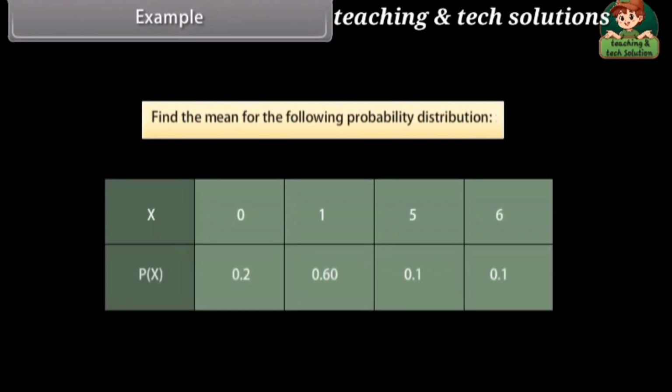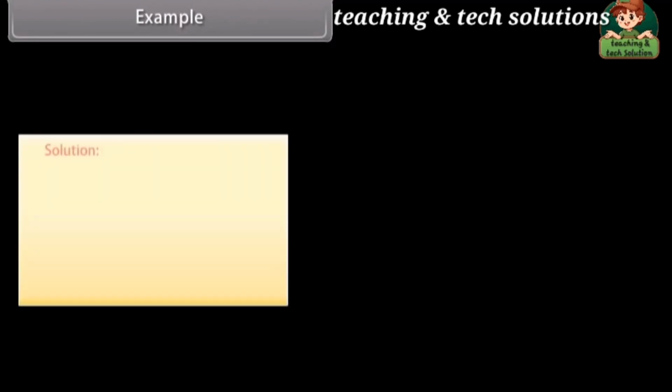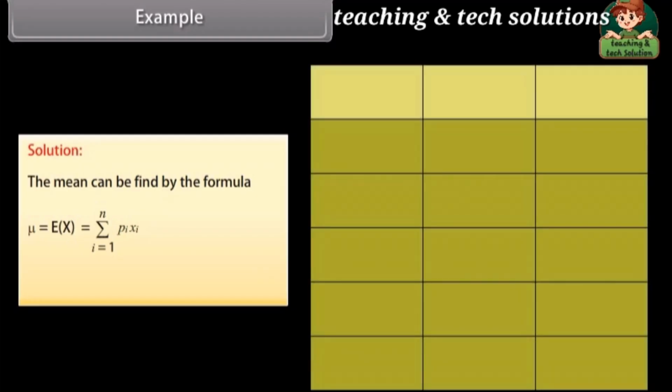Example: find the mean for the following probability distribution. Solution: the mean can be found by the formula mu = E(X) = summation from i = 1 to n of pi xi.